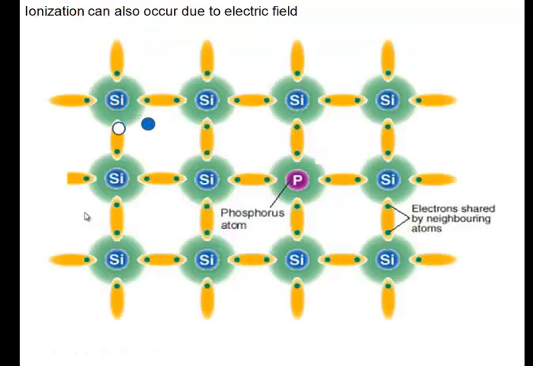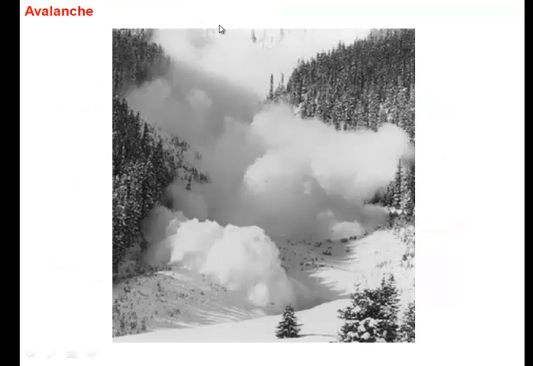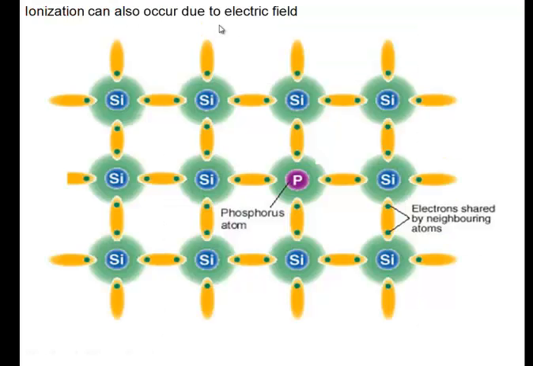Avalanche breakdown. There's another breakdown that occurs, which is a different process, which is not impact ionization, but which we call ionization due to field. Now, impact ionization is also to some extent due to field, but the process is that my electron has a large energy and it transfers that energy to the lattice. So impact ionization is occurring because energy is being transferred to the lattice.